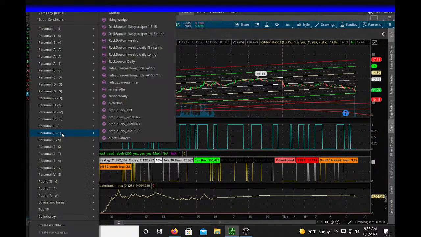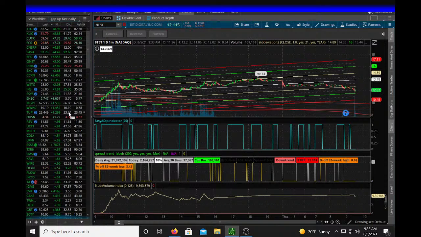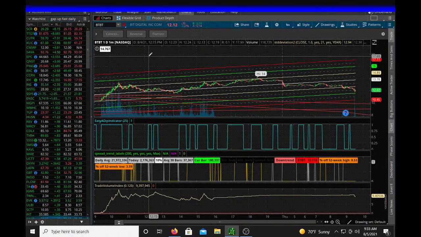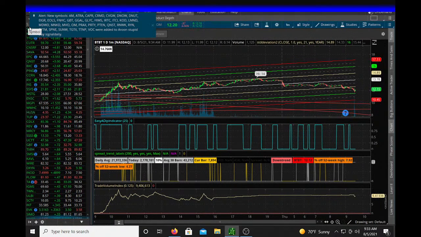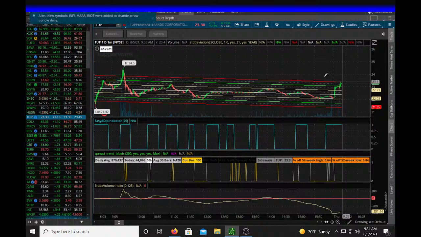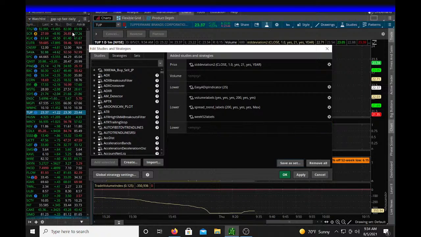All right, let's move on. We've got our gap up fast daily, 1 hour, 1 minute, 5 minute, and weekly again. So let's go gap up fast on the daily. We'll see which ones are doing that. All right, so we do have some gappers here today. See if we can go with the quickest movers. Looks like SCR and TGT. We've got some other ones there, but Tupperware's on the list again. We saw that yesterday. Maybe the day before. Now let's get rid of our trade volume index. That isn't helping us right now.